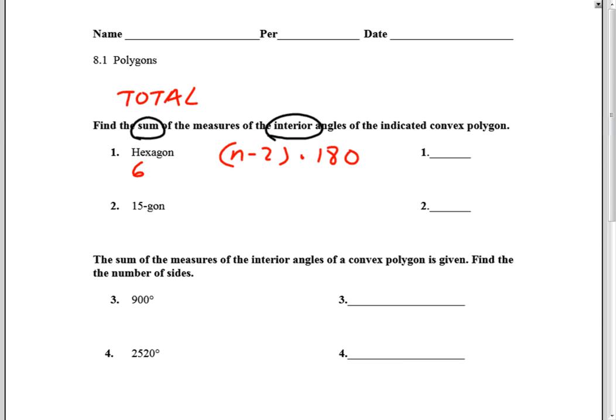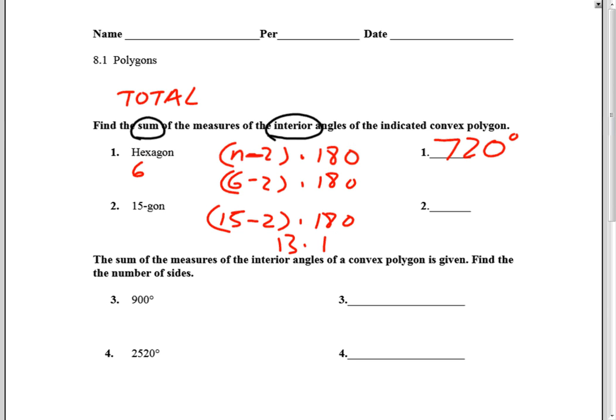This was written down on the side board, and a lot of people in my other class did n times 2 instead of n minus 2. 720 what? Degrees. 15-gon. 15 minus 2 times 180. What is 13 times 180? 2,340. 2,340 degrees. If you're looking for a total on the inside of something, it's going to be a larger number.